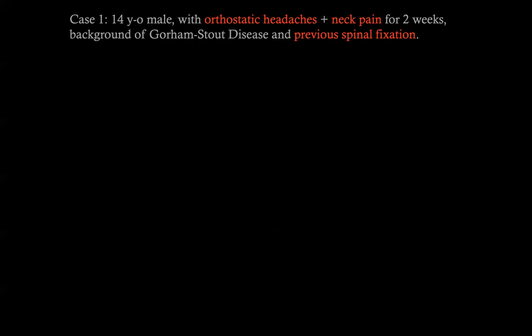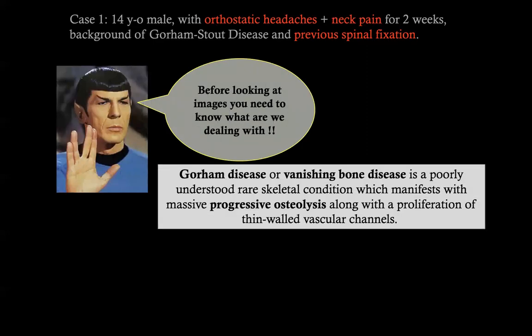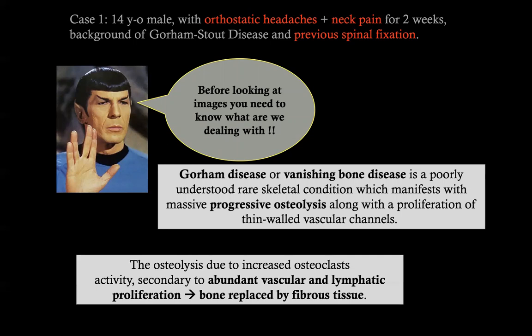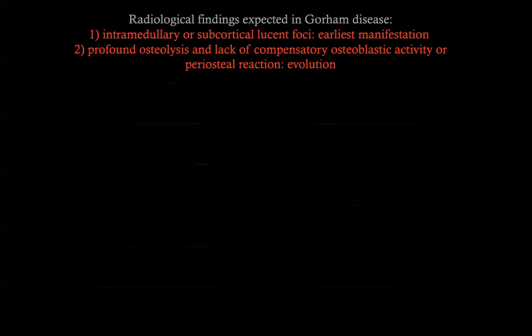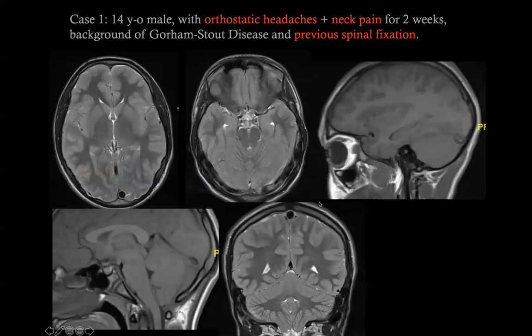Now, as always happens in the pediatric population, there are a lot of complex genetic and rare diseases. So every time you need to first know what you are dealing with. In this case, Gorham-Stout disease, or vanishing bone disease, is actually a progressive osteolysis with abundant vascular and lymphatic proliferation. So basically the bone is replaced by fibrous tissue, and what you have is something like this. You can see here a lot of areas of osteolysis where there should be bone, and then enhancing fibrous tissue.